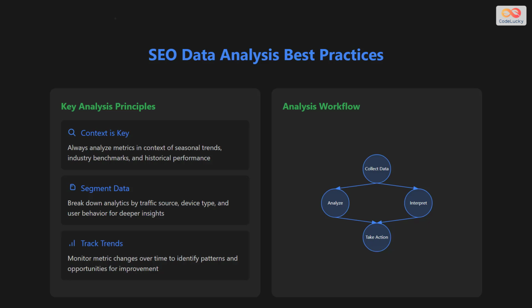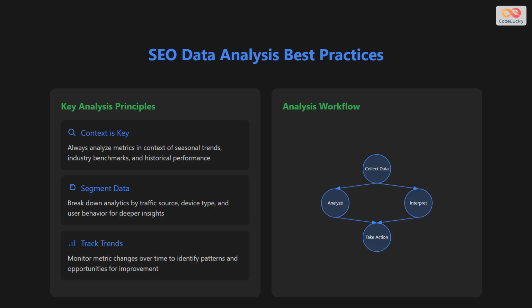Here are some search engine optimization data analysis best practices. Always analyze metrics in the context of seasonal trends, industry benchmarks, and historical performance. Segment data by traffic source, device type, and user behavior for deeper insights. And track metric changes over time to identify patterns and opportunities for improvement.